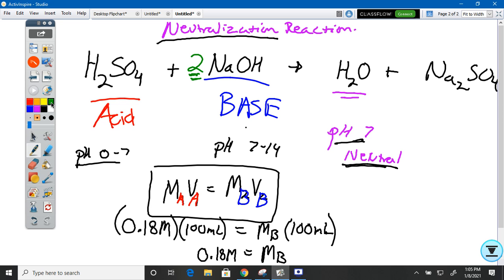So what we need to use is our coefficient at the end of the problem. And so our concentration really was 0.36 M for the molarity of the base. That's just if I wanted to find the molarity of the base. You could use the same equation to find the molarity of the acid going back the other way. So the coefficient got used there.